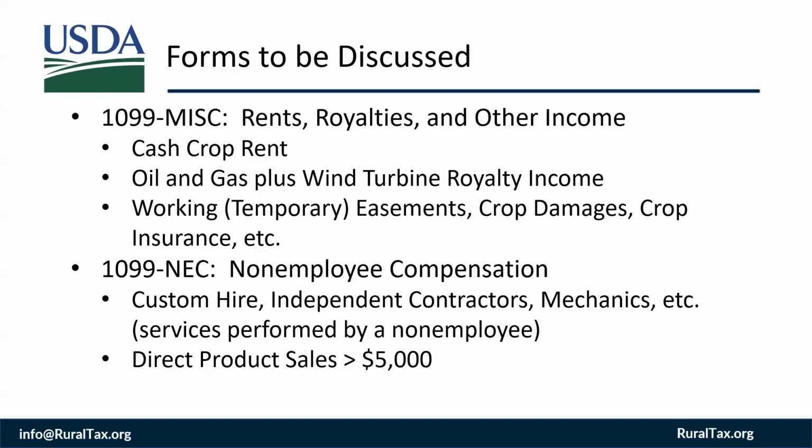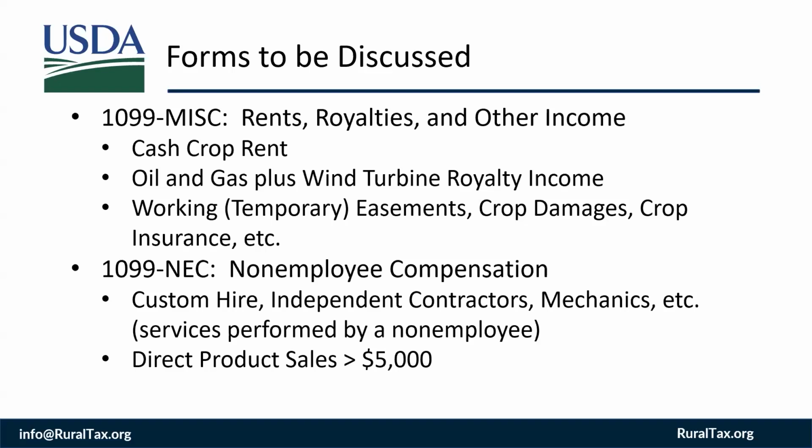Then we also have the 1099 NEC, that's non-employee compensation. So these people are not employees of yours, but they do work for you. So it's custom hire. It may be that you hire somebody to do some dozer work, clean out a fence row. Also, it may be somebody that's going to harvest your crops, put up hay. So independent contractors also fit here.